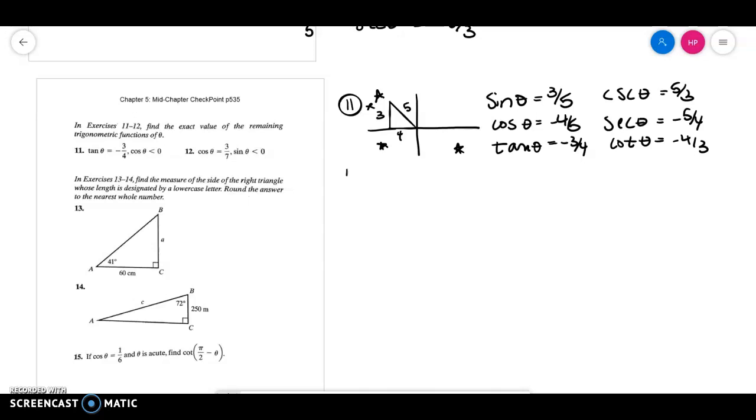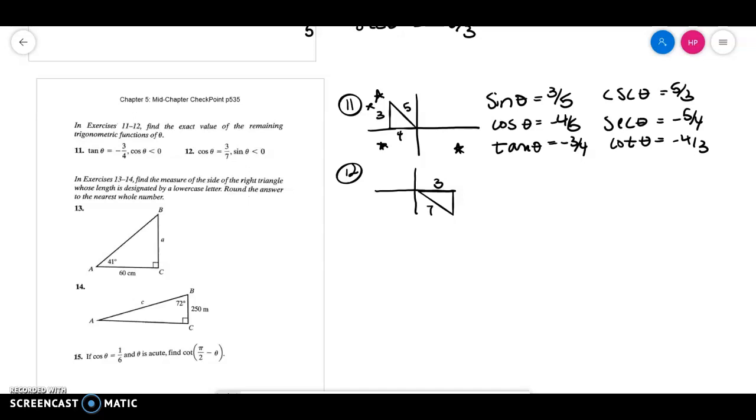So for number 12, something very similar happens. I have a positive cosine. So I'm either in quadrants 1 or 4, but my sine is negative. So I actually would be here in quadrant 4. So the cosine is adjacent over hypotenuse. So my adjacent side would be 3 and my hypotenuse would be 7.